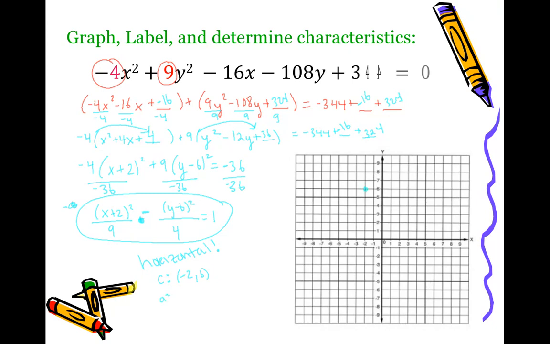Horizontal, so a squared is 9, meaning a is 3. So I should go right 3, 1, 2, 3, and left 3 to get to my vertices, 1, 2, 3. And then to make that box, what color should we do that in? We never use yellow. What does it look like? I need to go up 2 and down 2. Maybe not my best color choice, but it's okay. It's okay for the box. This one's little.